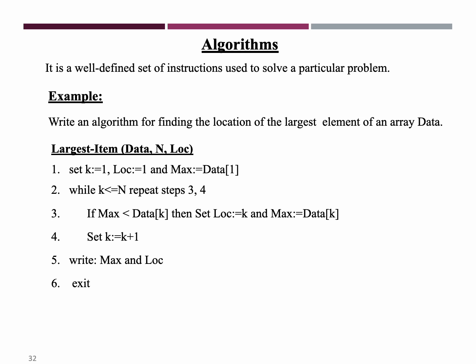Then output the result. Once the loop completes, write the values of max and loc to indicate the largest value found and its position in the array. And then finally exit the process. This simple algorithm has a time complexity of O(n). That means it must iterate over all n elements in the worst case to find the maximum. It serves as a foundational example of how algorithms help us systematically solve computational problems in a clear, logical manner.